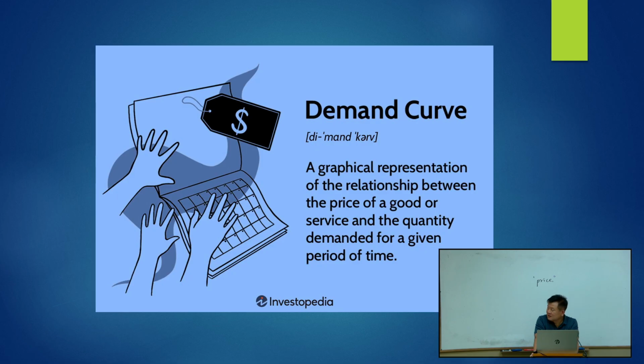What is the demand curve? A graphical representation of the relationship between the price of goods and services and the quantity demanded for a given period of time. This definition has the key word given period, okay? And the relationship between price and quantity. Quantity means goods and services.